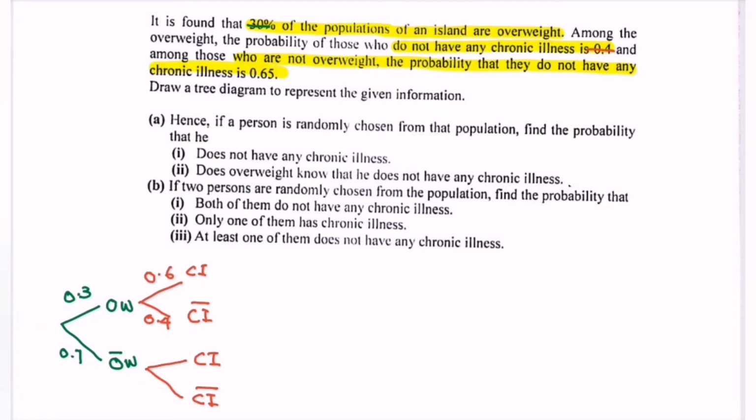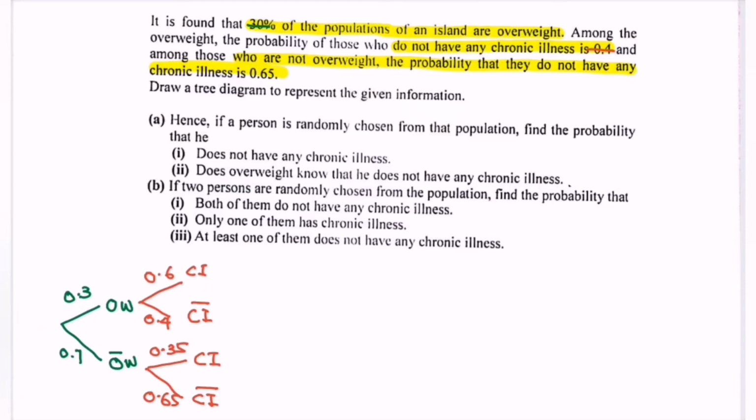And among those who are not overweight, so here we have another second branch, the probability that they do not have any chronic illness is 0.65. So 0.35 for the chronic illness. So that is the situation.